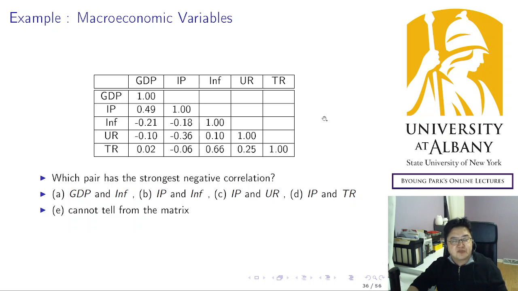Pretty simple, right? So the answer is this. Of course, we look at negative numbers over here, and among them, we have to choose the strongest negative, which is the number closest to -1. So the absolute value is the largest in this correlation coefficient matrix. So unemployment rate and industrial production growth rate has the strongest negative correlation. So the answer is C.